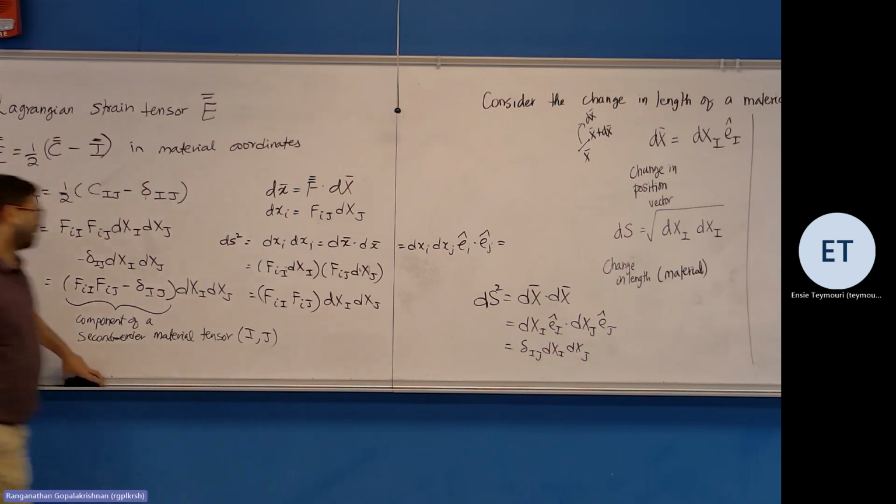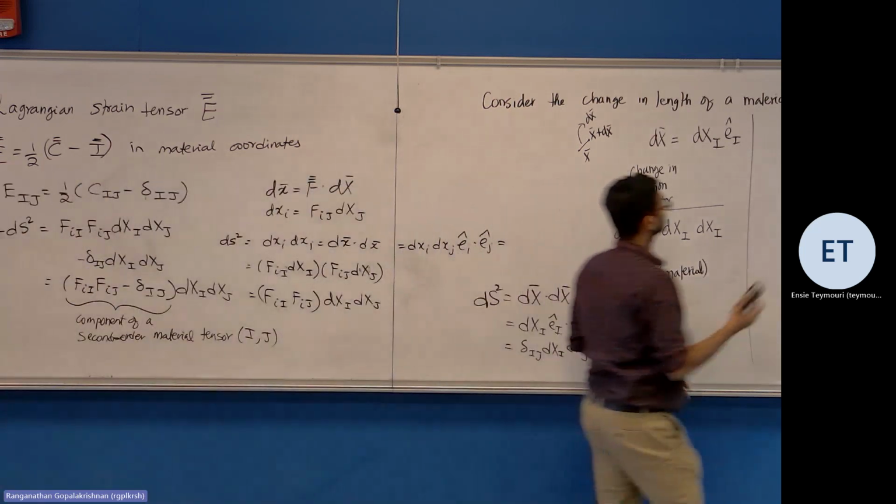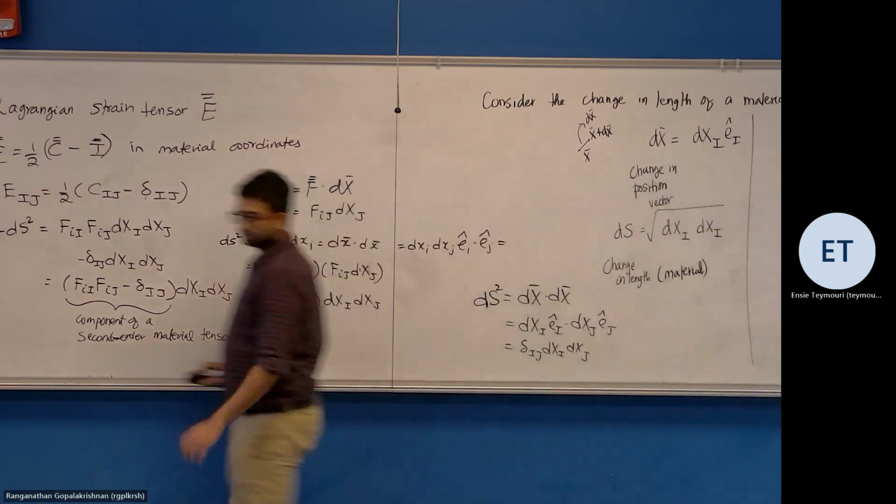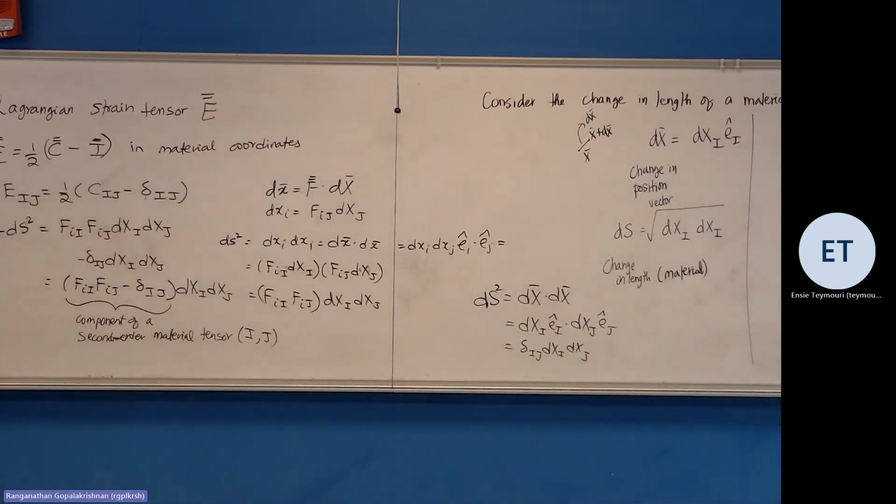So we are getting close in some sense, that we are writing ds squared minus dS squared is Fki Fkj minus delta ij, dXi dXj. Sorry, you can take your picture now.